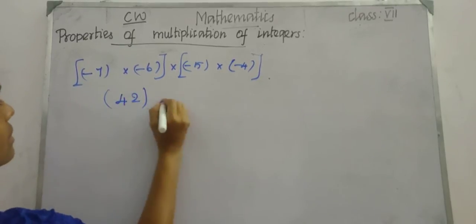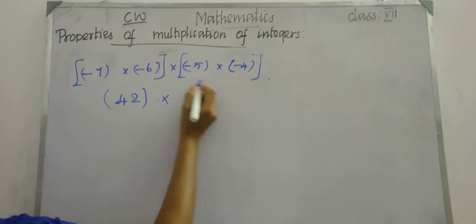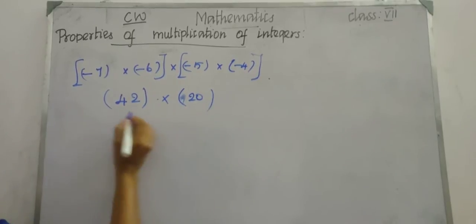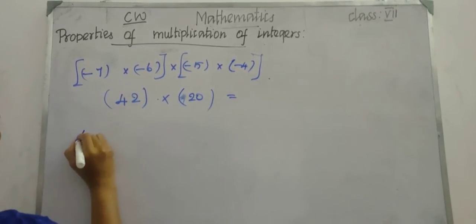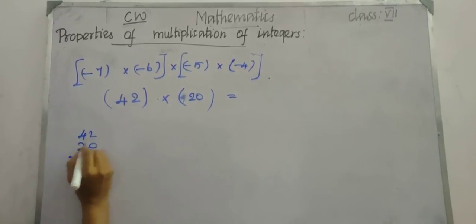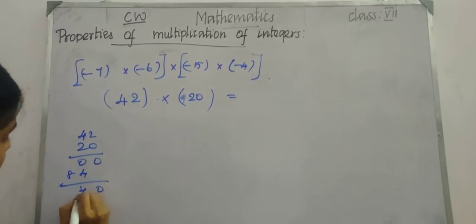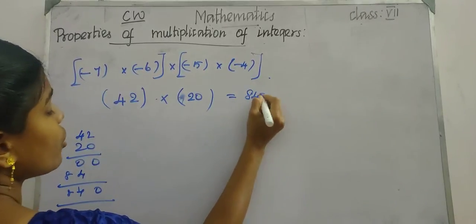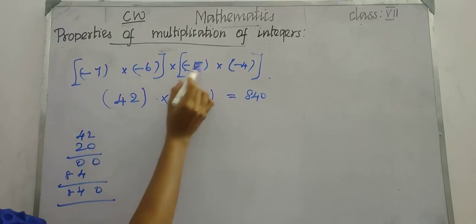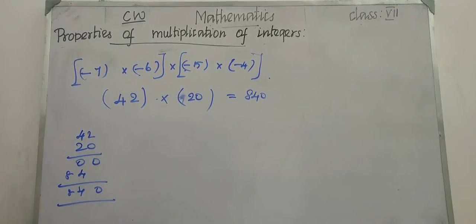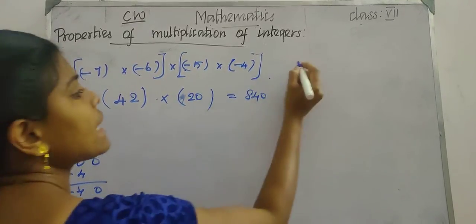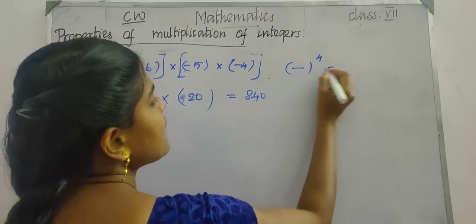Let us do the next one. 5 4s are 20. Minus into minus is plus, so plus 20. Again, multiplying 42 into 20, we got the answer as 840. See the signs? Here we have 4 negative signs: minus, minus, minus, minus. So we got the answer as a positive sign, plus 840.